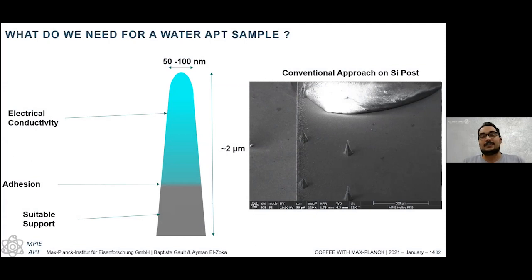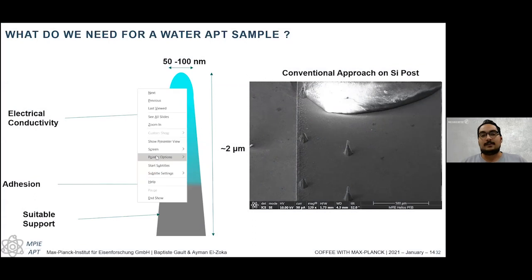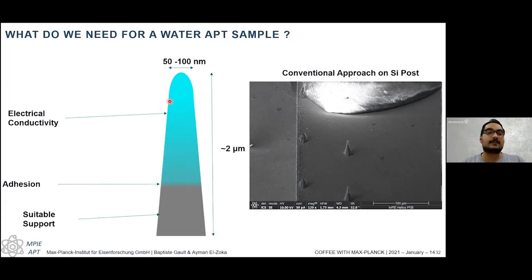We need electrical conductivity, PAS. The water is an insulator, and there is very little scarce data on its conductivity, especially when solid. We need to be able to make a tip out of it. We need to be able to shape it using the fibbing techniques that we have.